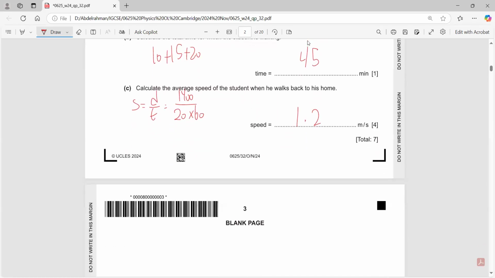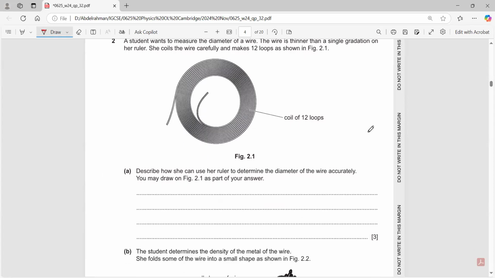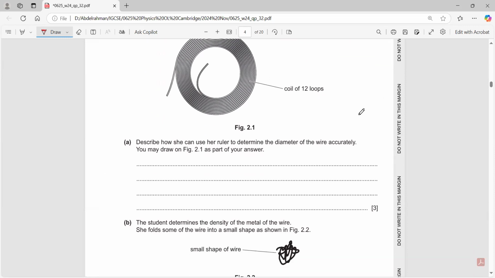Okay. Now, moving on to the next question. A student wants to measure the diameter of a wire. The wire is thinner than a single graduation on her ruler. She coils the wire carefully and makes 12 loops as shown. Describe how she can use her ruler to determine the diameter of the wire accurately. You may draw on figure 2.1 as part of your answer.